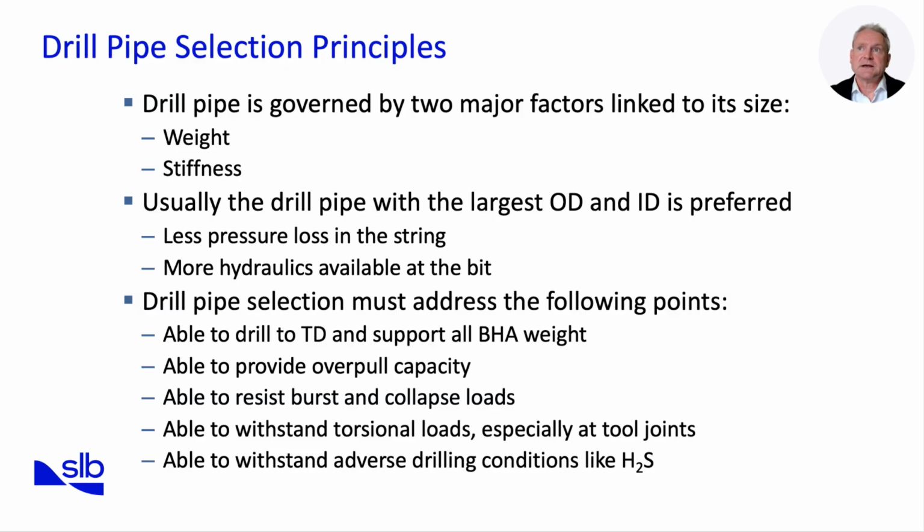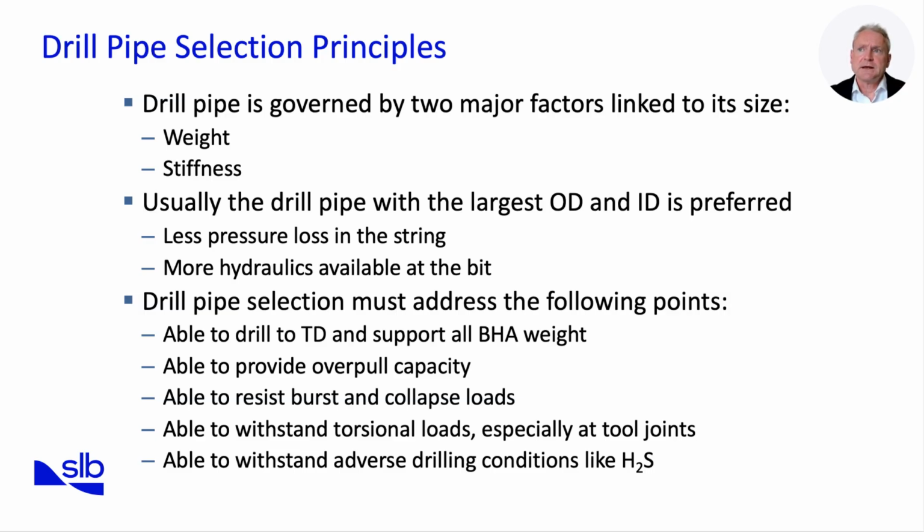A larger OD and ID minimize pressure losses along the string, allowing more efficient hydraulic power to reach the bit. This improves bottom hole cleaning and drilling efficiency. When selecting drill pipe, engineers must also consider several critical requirements. First, the pipe must be able to drill to total depth and support the full bottom hole assembly weight.